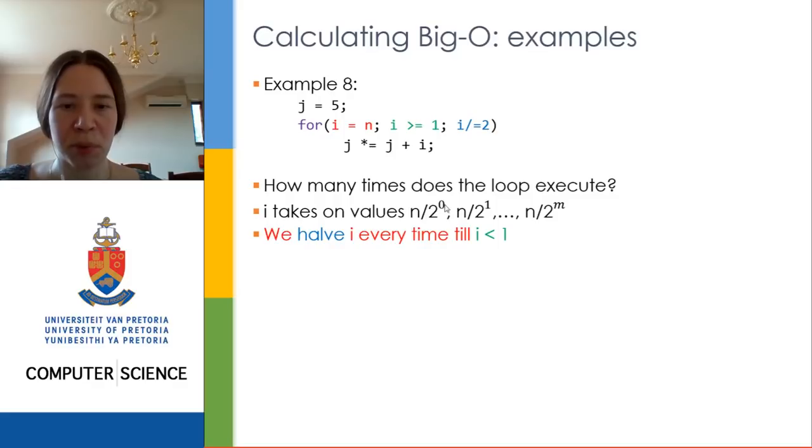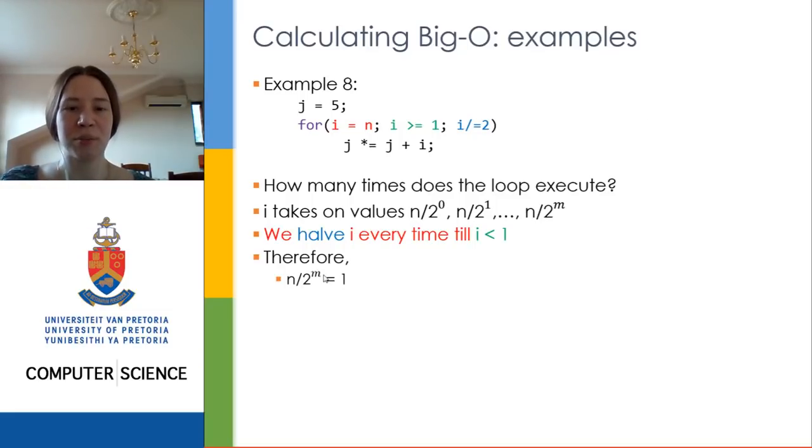So at first, 2 to the power of 0 is obviously 1, i takes the value of n, then it's going to be half of n, etc., etc., until eventually we divide it so many times by 2 that i becomes smaller than 1. So what we want to know is, what is that power of 2, right? How many times can we actually divide n by 2 until we reach 1, until we reach that breaking point?